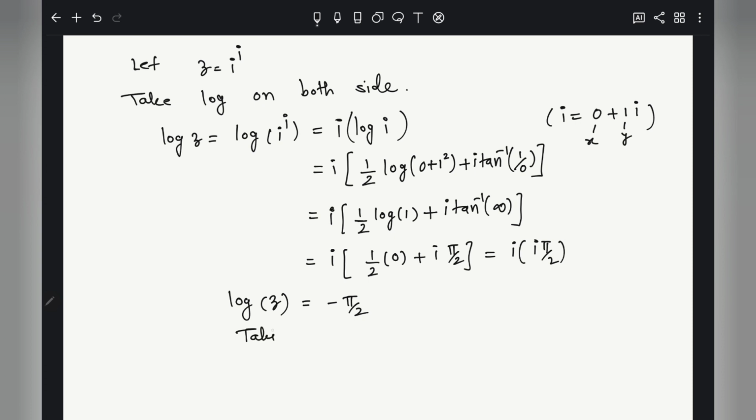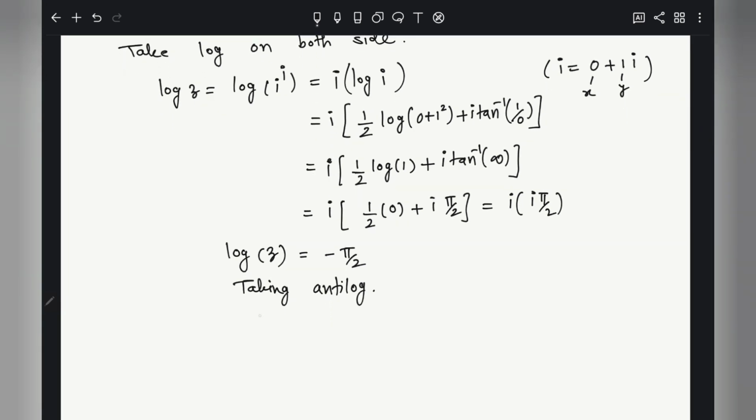So the last step is taking anti-log. So see, we are done with the answer very easily. Taking anti-log, we get z is equal to e raised to minus pi by 2, and that is the answer.